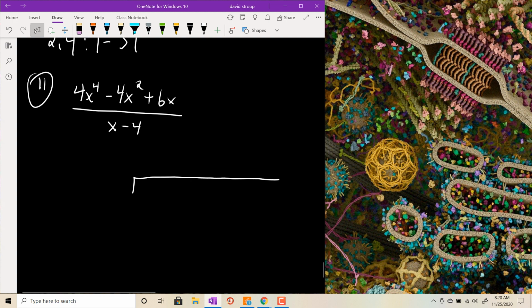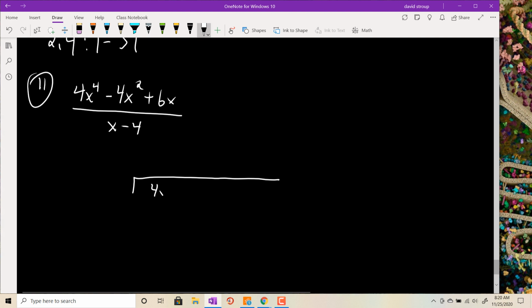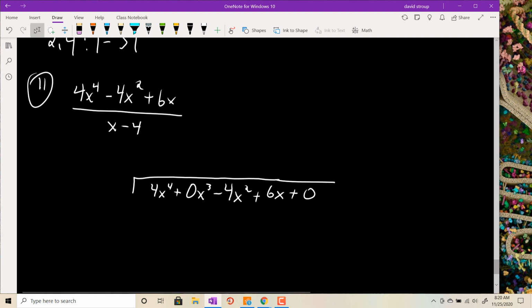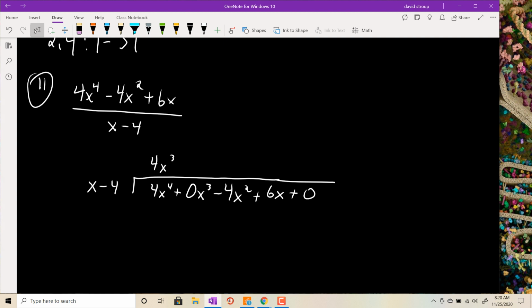Okay, so inside my division bar here, I have 4x to the 4th, and I'm going to put placeholders in so everything lines up: 0x cubed minus 4x squared plus 6x plus 0. On the outside, it's just x minus 4. So you ask yourself, what times x is 4x to the 4th? 4x cubed. Then I have to multiply all of it. I have to distribute that, right? So in my brain, I'm going 4x cubed times x minus 4 and distributing.